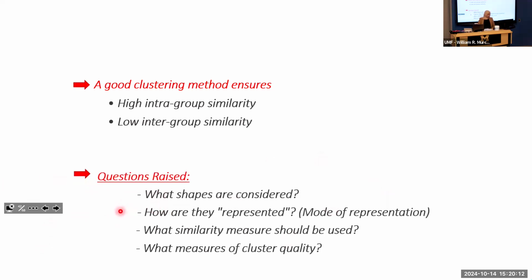Now, what we have here, so some questions could be raised. What shapes are considered? How are they represented, or how to represent things? And we are already going through the knowledge representation part. We're going to focus more on this point. And what similarity measure should be used?